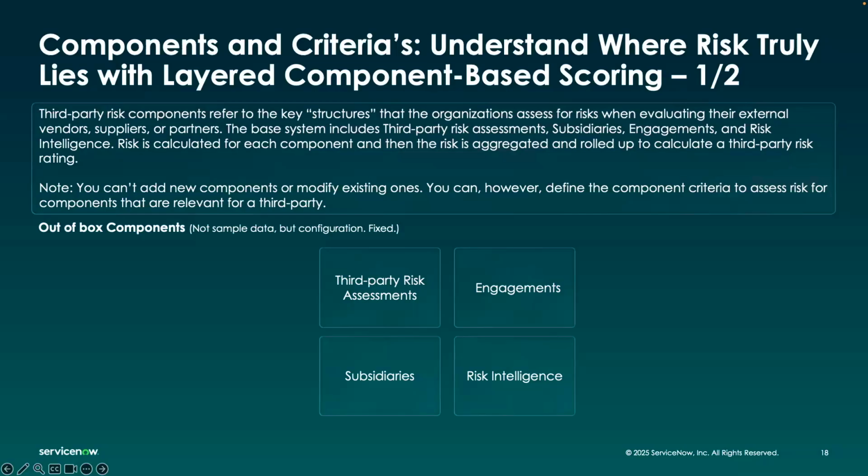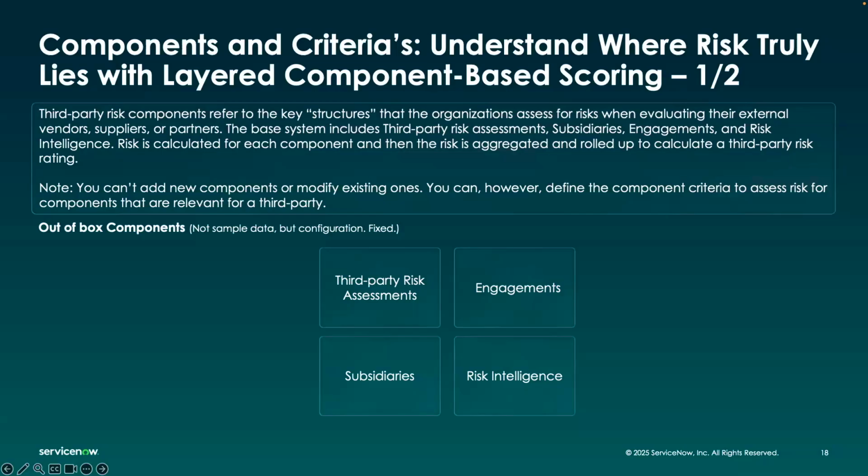Each component contributes a unique perspective to your overall risk posture. For example, the risk posed by an engagement might be very different from that of a third party's subsidiary, or the insights surfaced through external monitoring. Out of the box, ServiceNow provides four predefined and fixed components: third party risk assessments, engagements, subsidiaries, and risk intelligence.